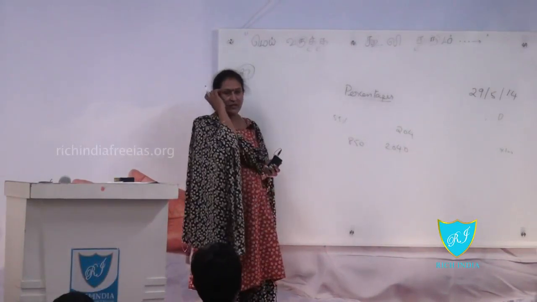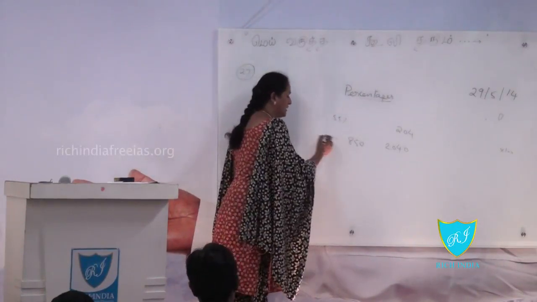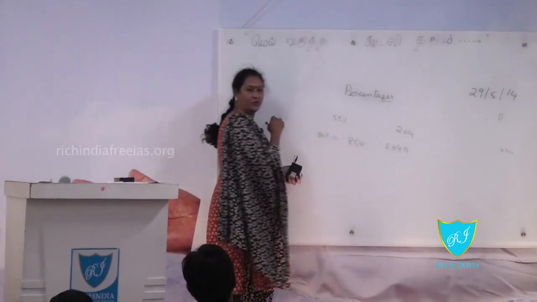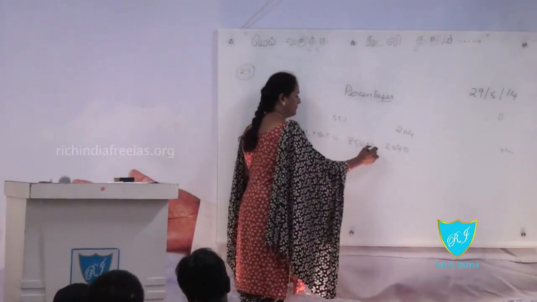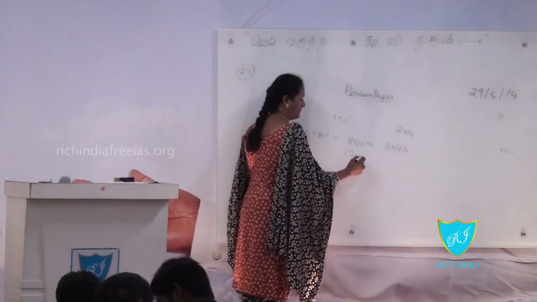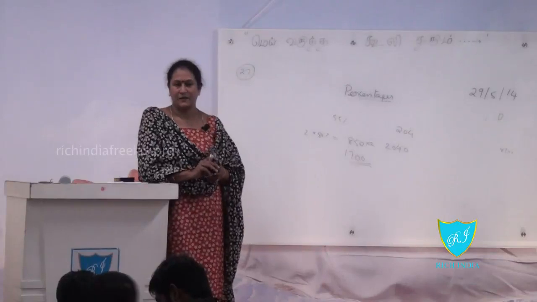Okay. So he has got 5% less, so it implies that he has got 50% of the total. Our total is 850 into 2, so 1700 is the answer. Okay.